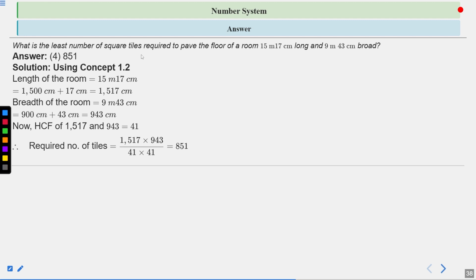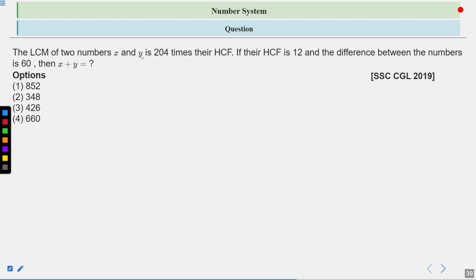The LCM of two numbers x and y is 204 times their HCF. If their HCF is 12 and the difference between the numbers is 60, then x plus y equals? This question was asked in the SSC CGL exam in 2019. There are four options. First one is 852, second is 348, third one is 426, and fourth one is 660. Now you have 10 seconds to solve this question. Your time starts now.